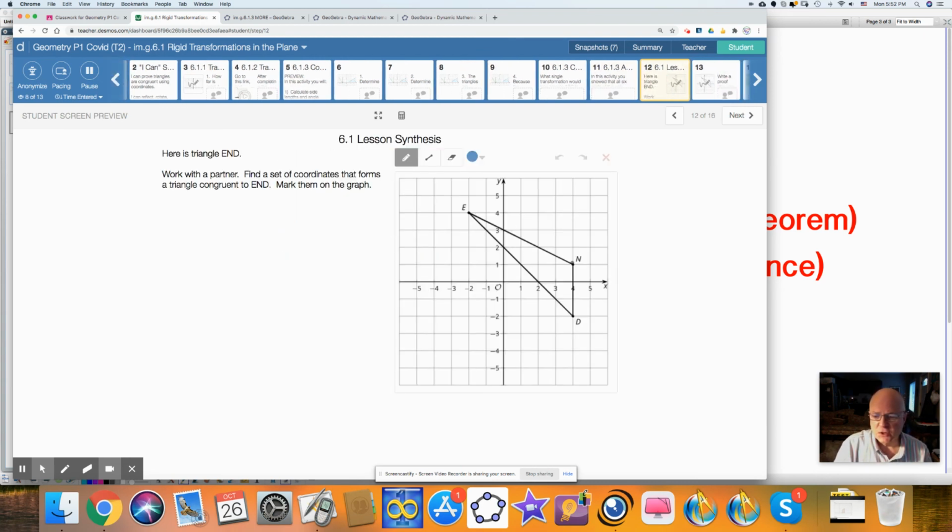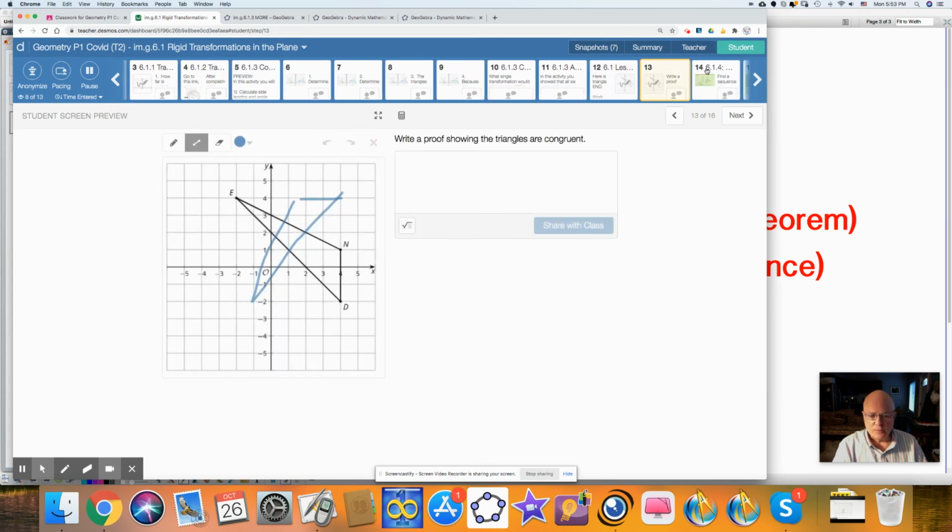In the synthesis, you can make a drawing like this. You can put it somewhere else on the figure. So if I go right here, 1, 2, I'm going to go 1, 2, 3, 4, 5, 6, 1, 2, 3. I'll go to this point, I'll go to this point. And then we need to show that these two triangles are congruent. We mark them on the map, and we can prove this using side, side, side.